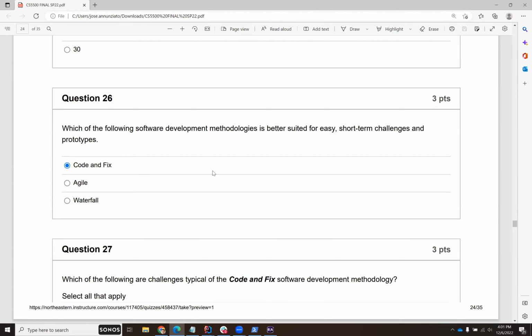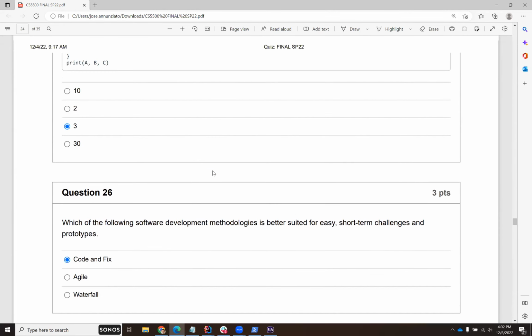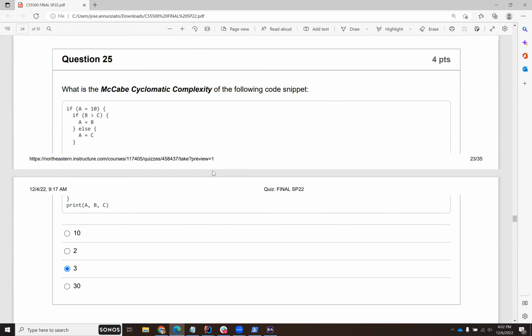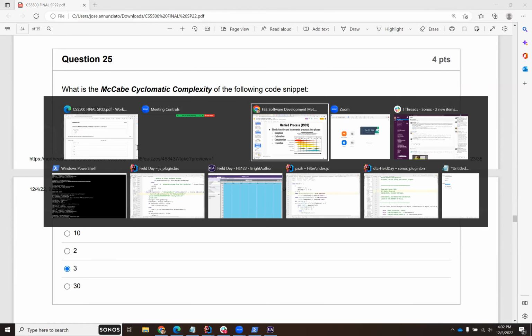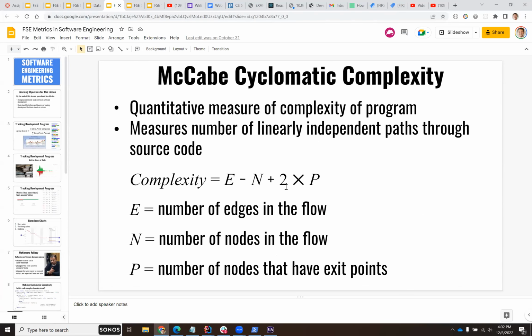Okay. So yeah, another example of cyclomatic complexity. This is using this equation for complexity, where you look at the number of edges.